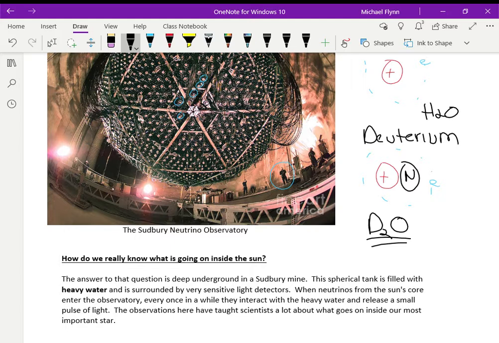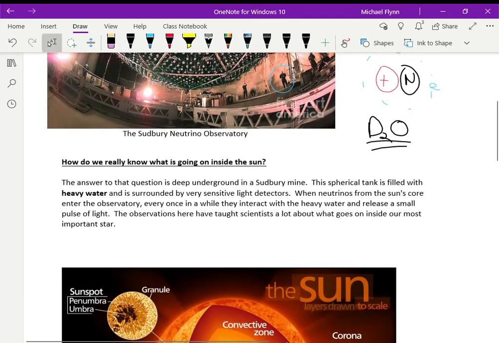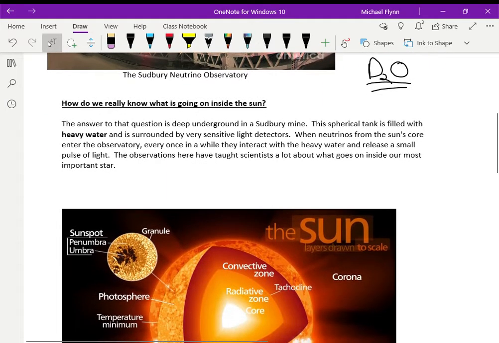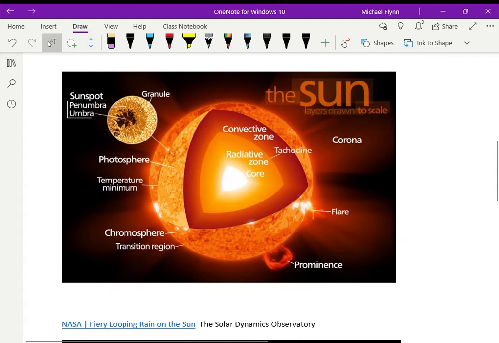You'll learn more about neutrinos and everything else in grade 11 and 12 physics, but we're just going to introduce this topic to you now. That's how we know what's going on inside the Sun. Now, I have a diagram for you here. The Sun has a structure to it, and I'm just going to start at the core.